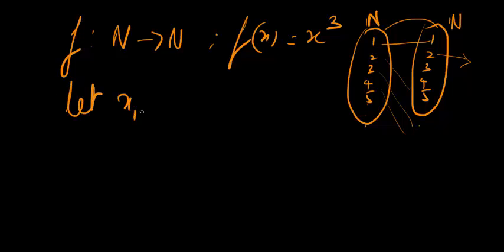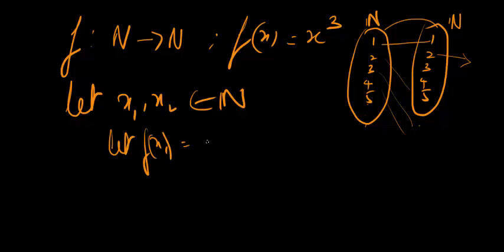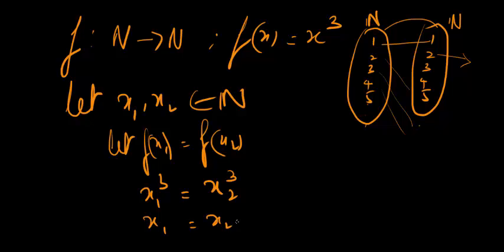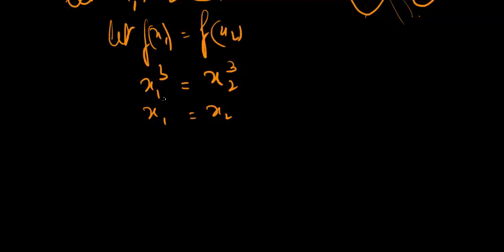Let x1, x2 belong to the domain, and then I'm going to say let f of x1 be equal to f of x2. Now what is f of x1? x1 cube. I'm saying it's equal to x2 cube, so therefore x1 is equal to x2. Okay, so now that I have gone ahead and proved that x1 is equal to x2, I can simply say therefore f of x is a 1-1 function.